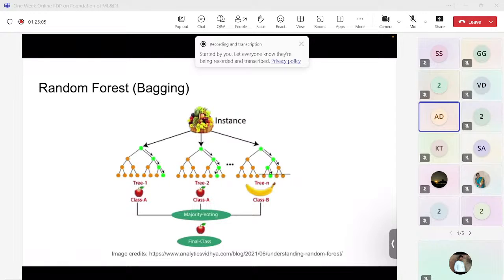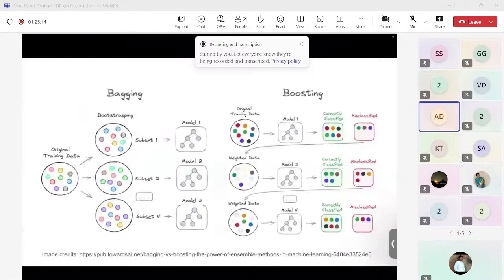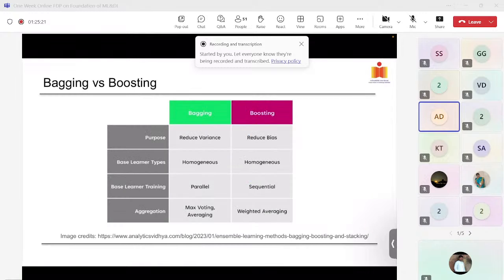In fact, the name random forest also comes because it is a combination of multiple trees, and random because when you're bootstrapping, your bootstrapping is done randomly, right? So you're picking a random sample, so that's why it's called random forest. So very simple name.